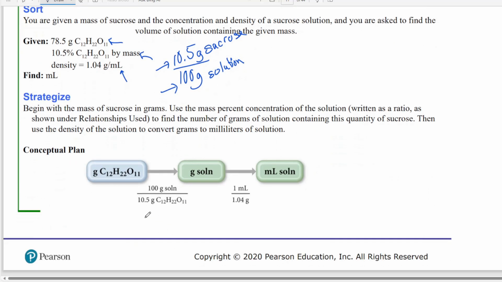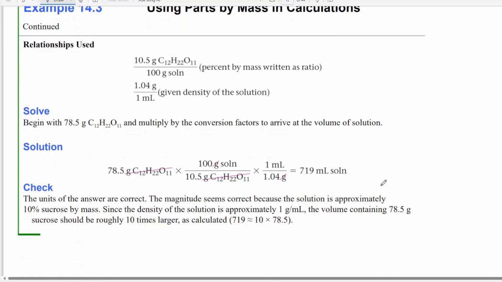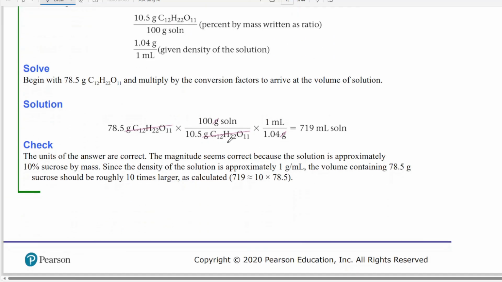So the conceptual plan here is to convert grams of sucrose to grams of solution through the percent by mass conversion factor. And then, just like we did last semester, we can convert grams of solution to milliliters of solution through the density. So let's go ahead and work this problem. Again, I'm going to just demonstrate with this one, and I'll work the for practice problem next.